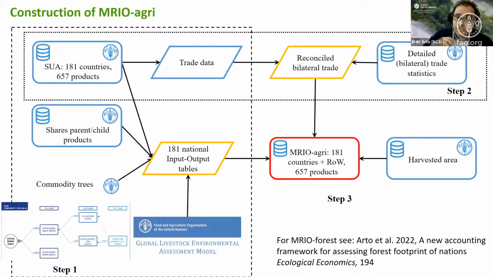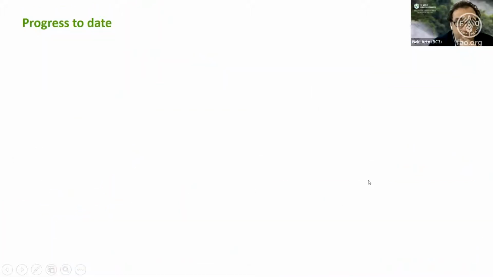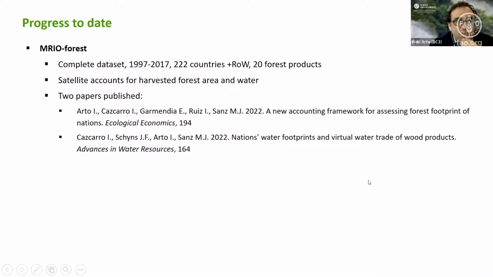And for the case of the MRIO Forest, the process is quite similar, and you can check it in this paper that we recently published in Ecological Economics. The progress to date, in the case of the MRIO Forest: we have a complete data set for the period 1997 to 2017 with 222 countries plus the rest of the world, and we cover 20 forest products, satellite accounts of harvested forest area and water, and we have published 2 papers.